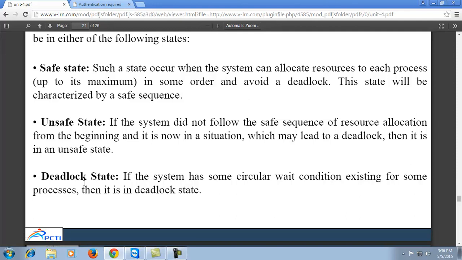The next point is unsafe state. If the system did not follow the safe sequence of resource allocation from the beginning and it is now in a situation which may lead to a deadlock, then it is in an unsafe state. The next one is deadlock state. If the system has a circular wait condition existing for some processes, then it is in a deadlock state.